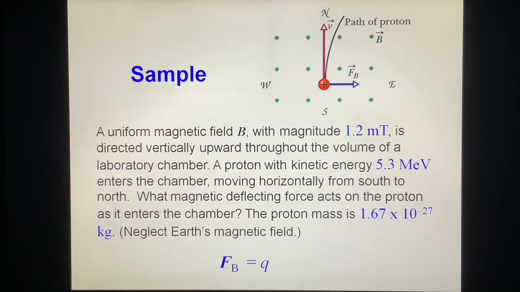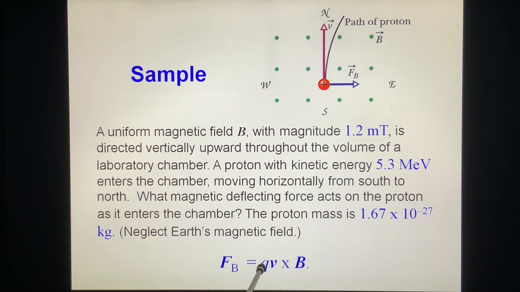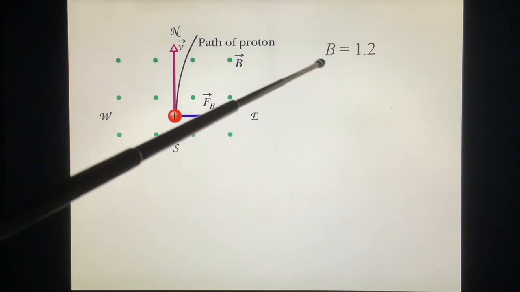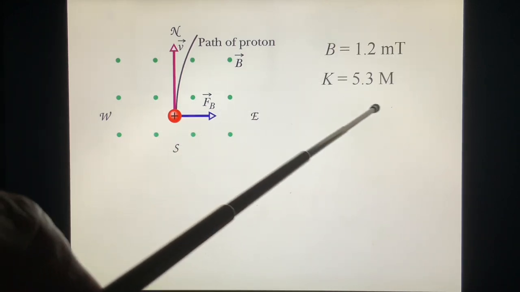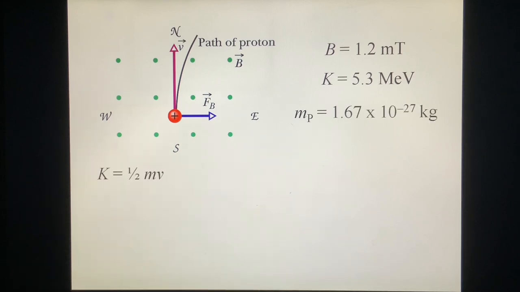Now, the formula, okay, F equals QV cross B. Here we have Q, but we don't have V; we have the kinetic energy. So it looks like this is a very simple question, okay? The B, we know that. Kinetic energy, we know that. The mass, we know that. We want to find the V, okay?